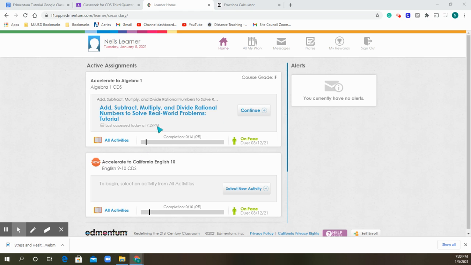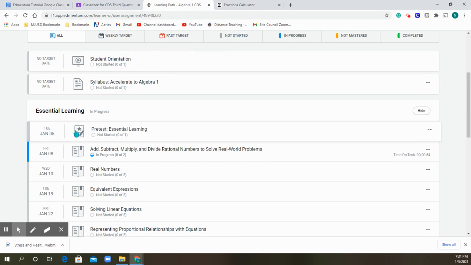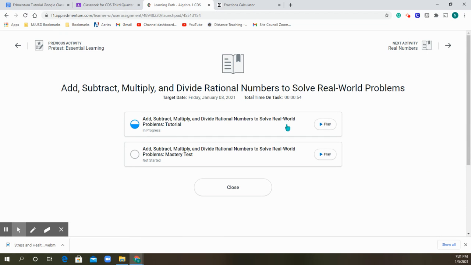All right, next we're going to begin our algebra lesson. We're going to work on add, subtract, multiply, and divide rational numbers to solve real-world problems, the tutorial. So the way we get there is by clicking on all activities. You've got your list. It'll probably be the next one in the list. Click on it, play tutorial.